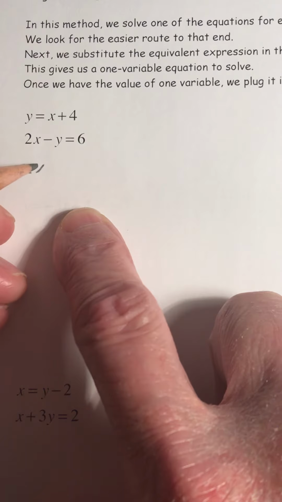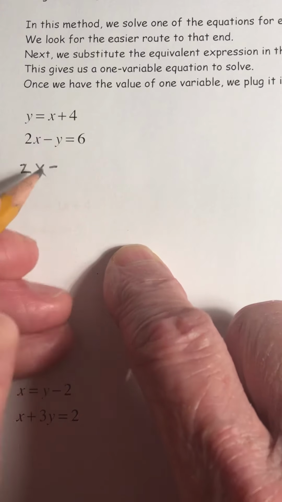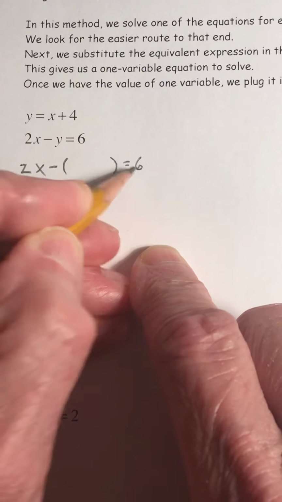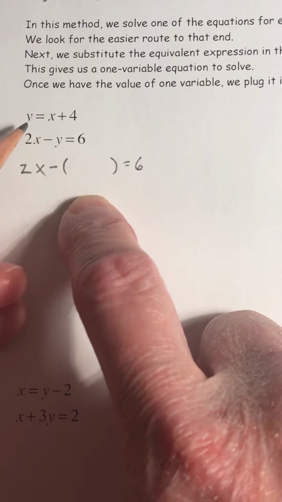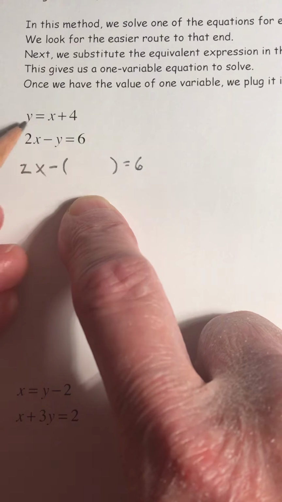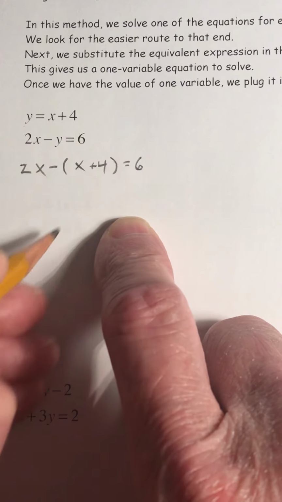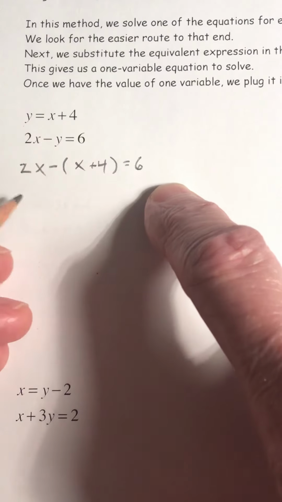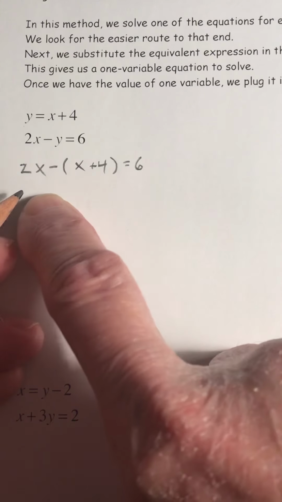I'm going to write 2x minus, copying that second equation, except I'm not going to put a y there. I'm going to put a big parentheses, a parking space, for what I'm going to substitute for the y. I'm allowed to substitute for the y what the first equation says is the same as y. The first equation says x plus 4 is the same as the variable y. So now I've got a new equation, a combination of these two that I got by substituting, and it's all x's, so I can solve this for x.